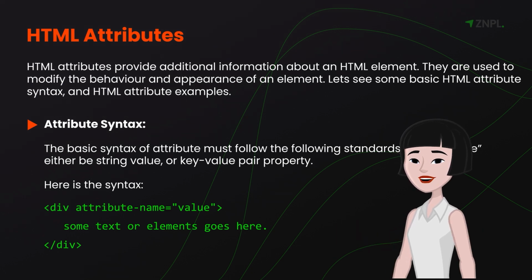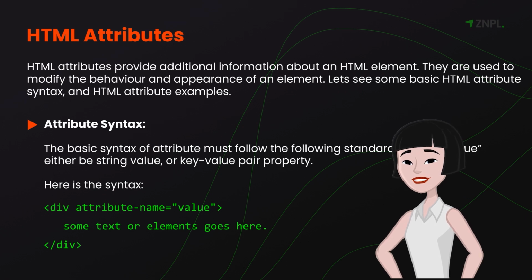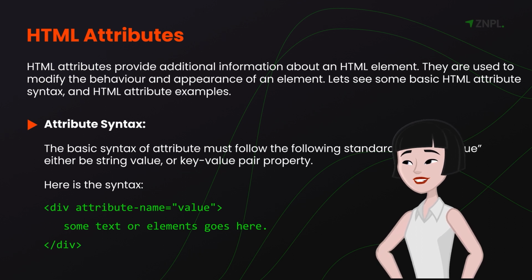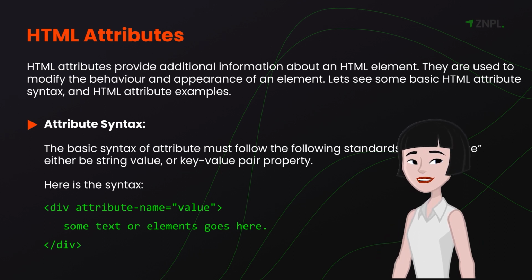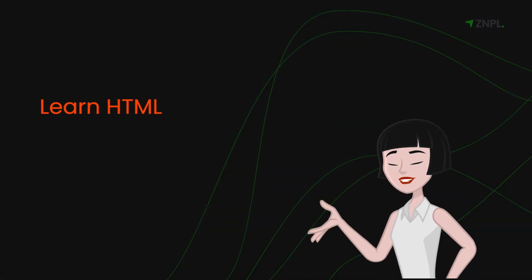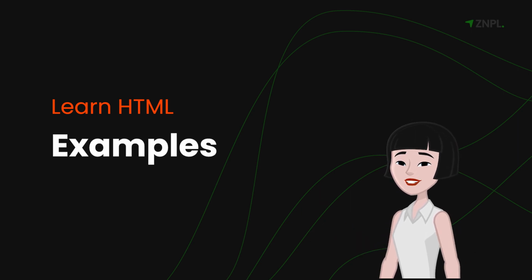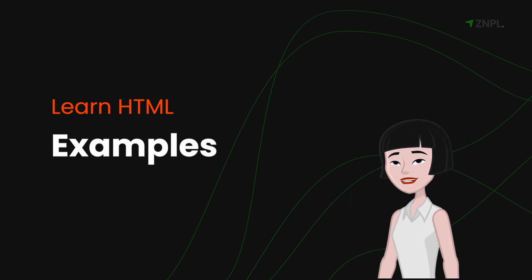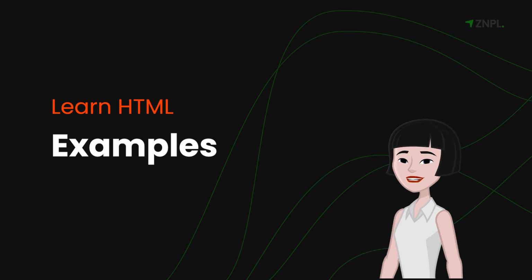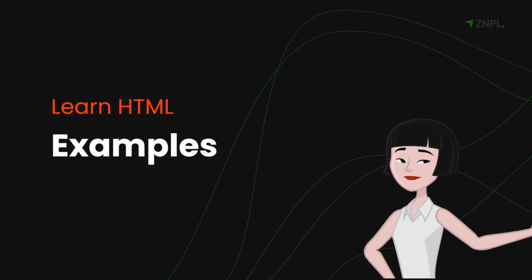HTML attribute syntax. The basic syntax of an attribute must follow the following standards, where value can either be a string value or a key value pair property. Here is the attribute syntax code. HTML attribute examples. There are numerous attributes available in HTML, each serving a specific purpose. I've compiled a list of some commonly used attributes that you'll encounter frequently during your HTML journey. Here are some commonly used HTML attributes with examples.